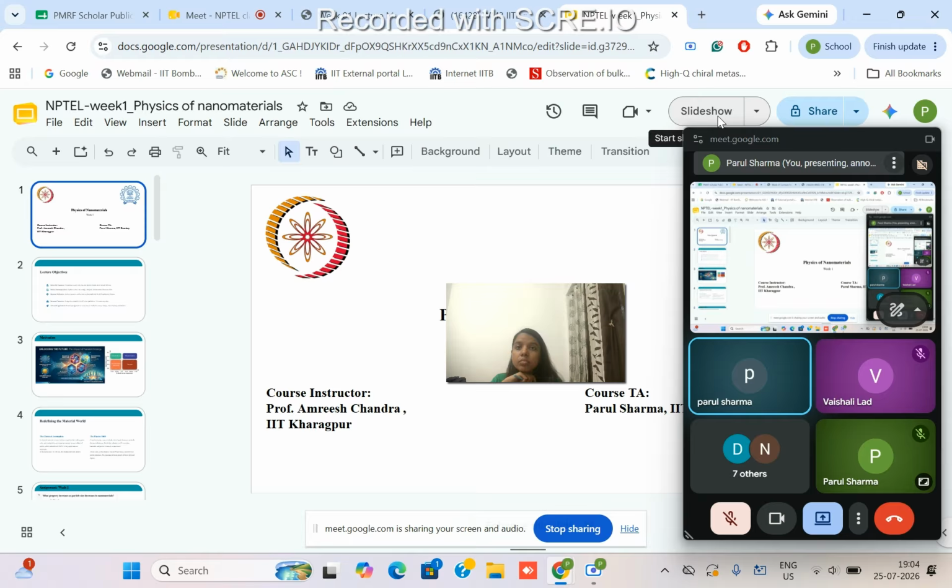So the size of the silver is 40 nanometers. So these are all examples where we can see that depending upon the size, the color is changing. So here, if the size is 40 nanometer and the shape is spheres, so the reflected color is dark blue.